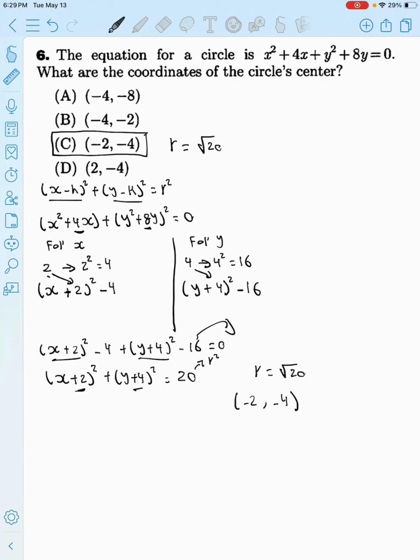If you have any question, please let me know in the comments. This type of problem comes up a lot in exams, so make sure you understand the concept. Basically, you divide this number by 2 and then square it, and you do the same steps that I did, and you're going to get the answer for the problem.